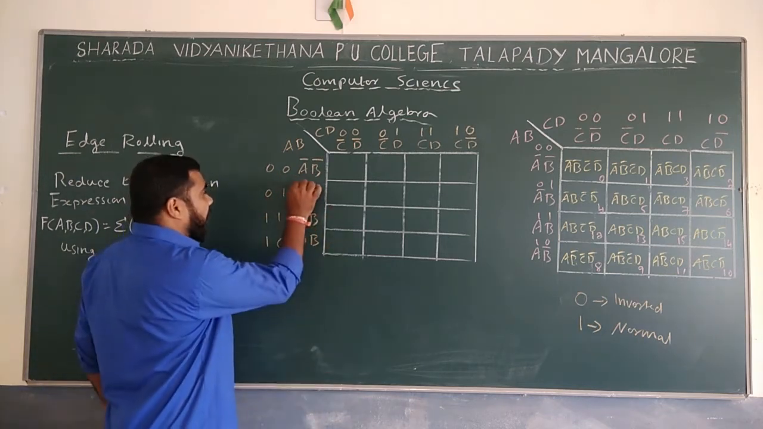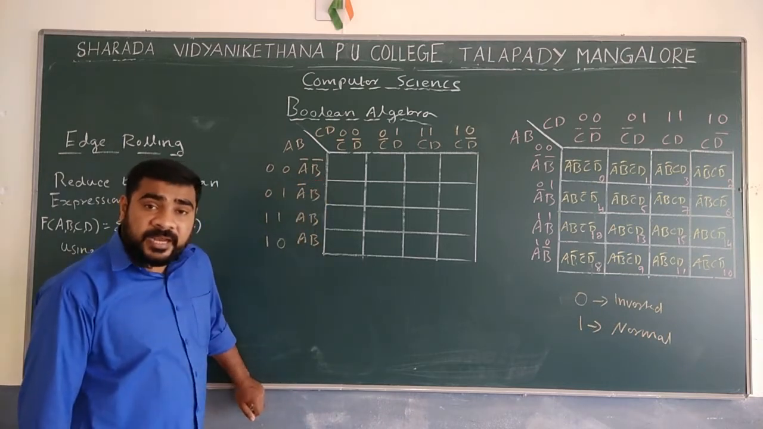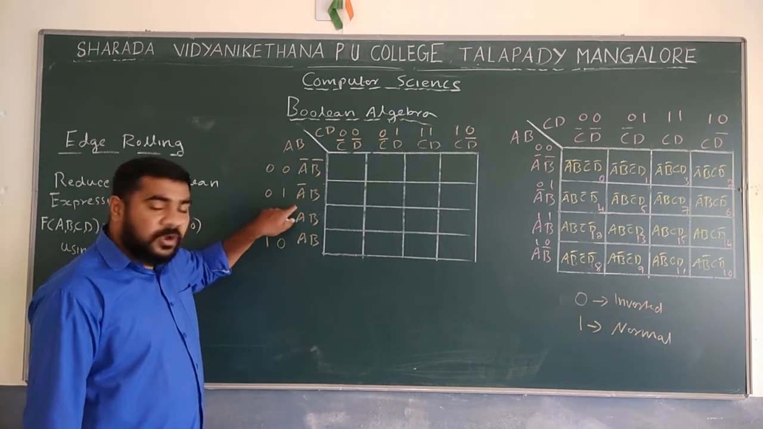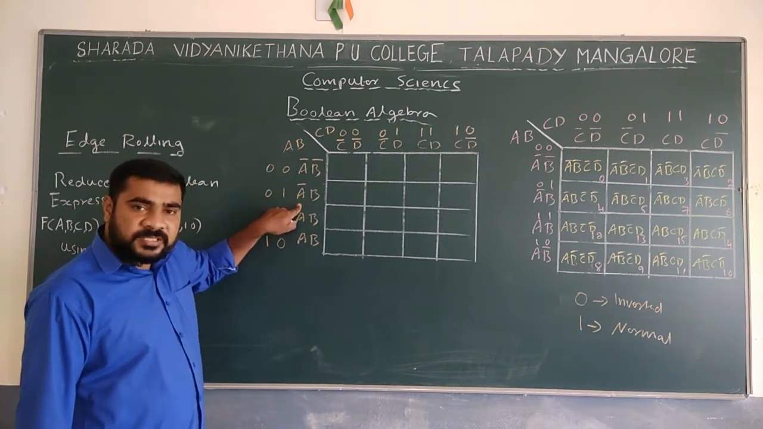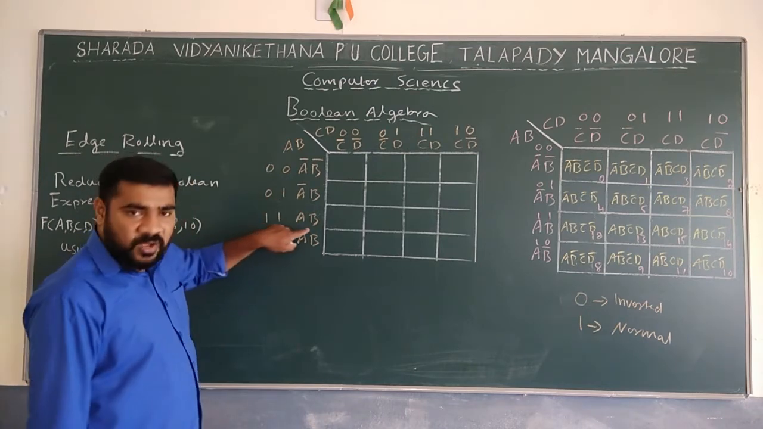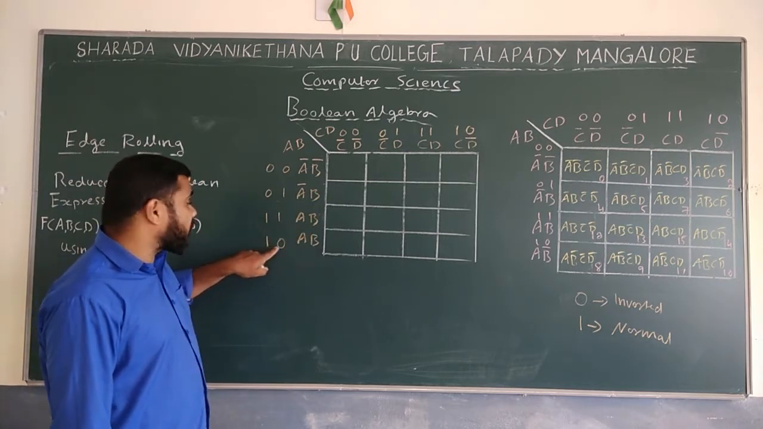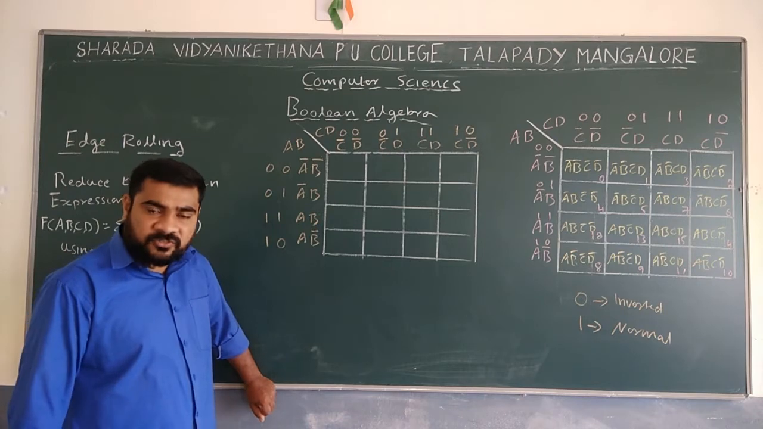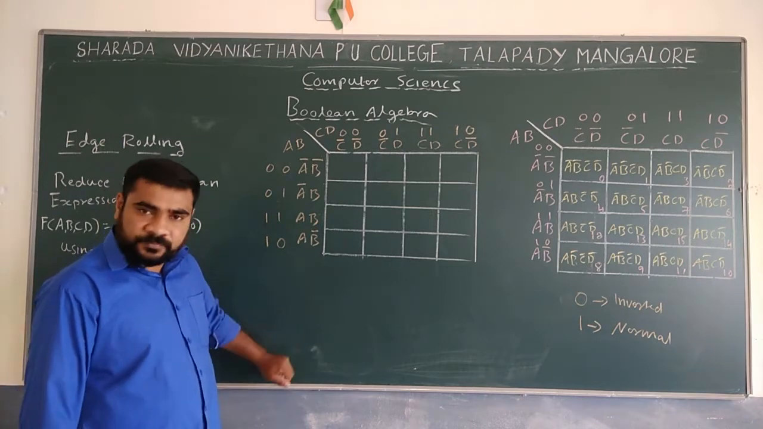The next one is A dash B. A dash, what is the reason? The reason is 0 and 1. So where 0 is there, it should be represented in inverted form. Next, 1 1. This one is 1 1. The last one is 1 0, so the last one should be inverted. B dash should be inverted. So this is the method.